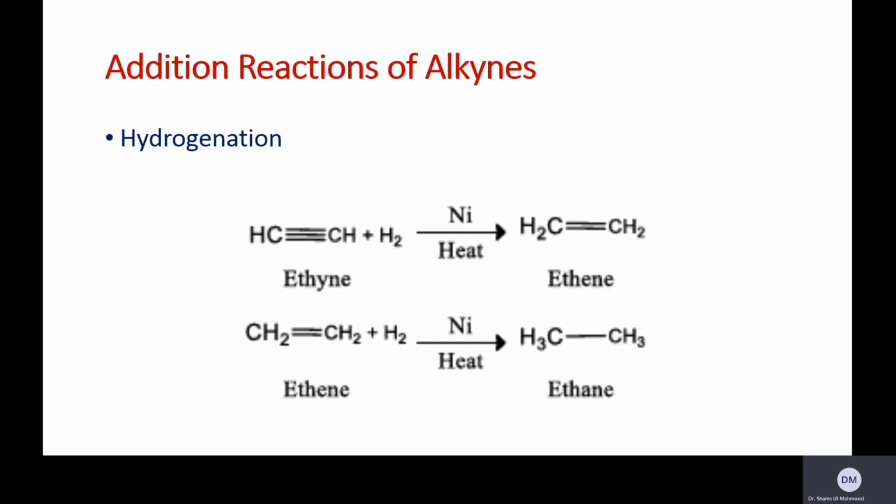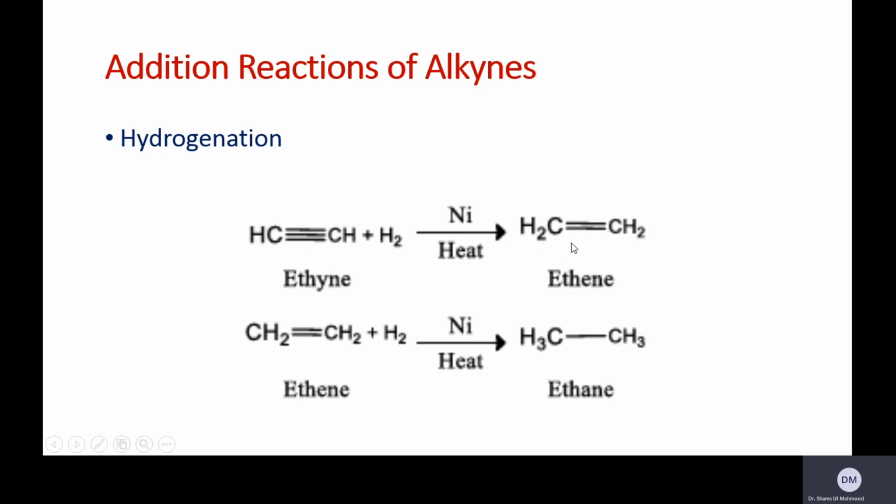Now move to the addition reaction of the alkyne, similar to the alkene. In alkene, they are converted to alkane. But now for the alkyne, first they will change to the double bond, meaning alkene, and then the double bond will change to the single bond. So first reaction is hydrogenation, meaning addition of hydrogen. In the presence of a catalyst, generally we use nickel over here. So first we add the hydrogen.